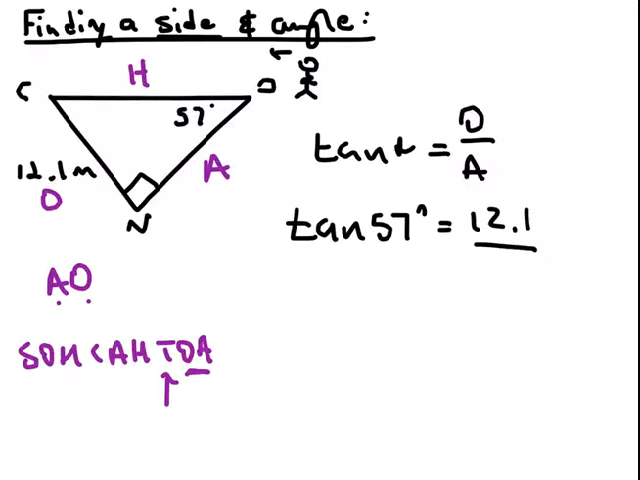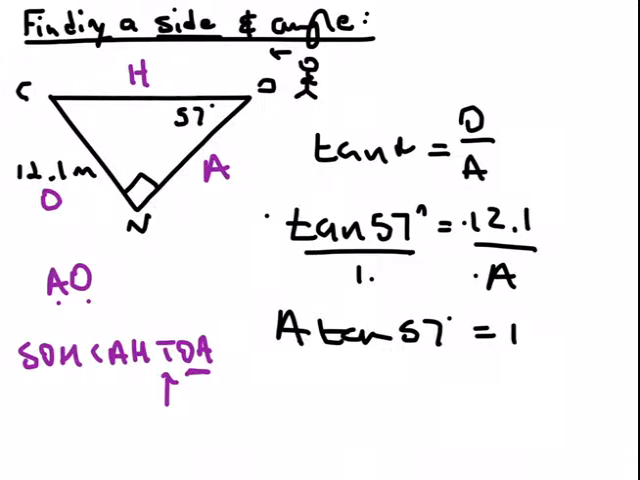We divide it by the adjacent, which is the side that we are looking for. Remember, if you have a fraction on the other side, you also force this one to be a fraction where you divide it by 1 and then you cross multiply. So that means this will cross multiply that will cross multiply that. So that's why you end up having A tan of angle 57 degrees, which is supposed to be equal to 12.1.